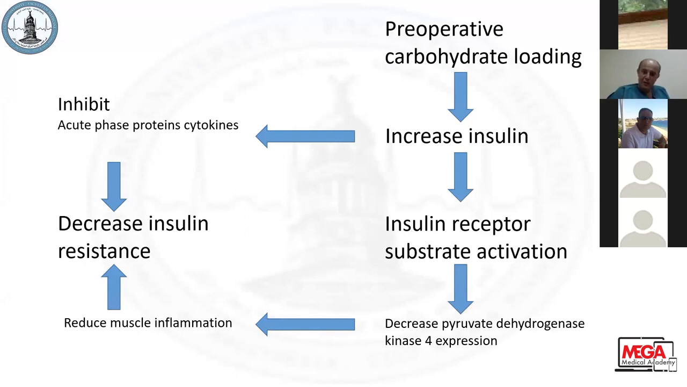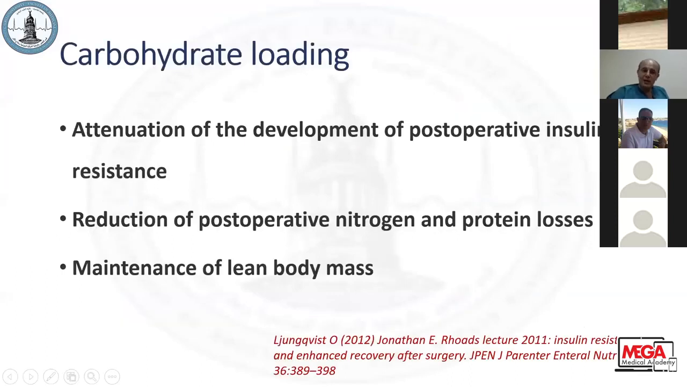The insulin receptor substrate activation will decrease the pyruvate dehydrogenase kinase 4 expression, leading to reduction of muscle inflammation, reduction of the catabolic state that happens postoperatively, and the inhibition of the acute phase protein cytokines will lead to decreased insulin resistance. Therefore, carbohydrate loading leads to attenuation of the development of postoperative insulin resistance and the reduction of postoperative nitrogen and protein losses, as well as maintenance of the lean body mass.